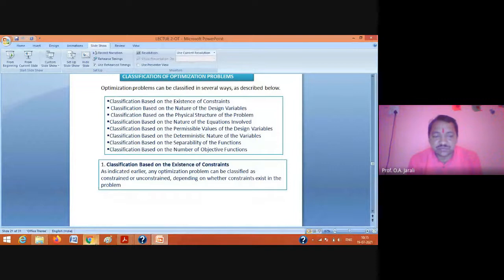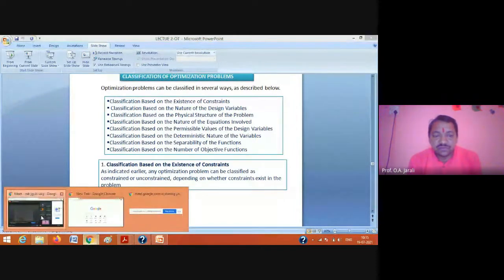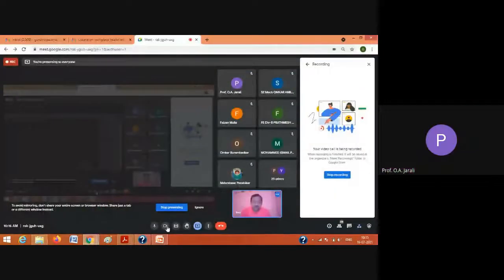The power is low, so I will close this camera so that we can save our power.